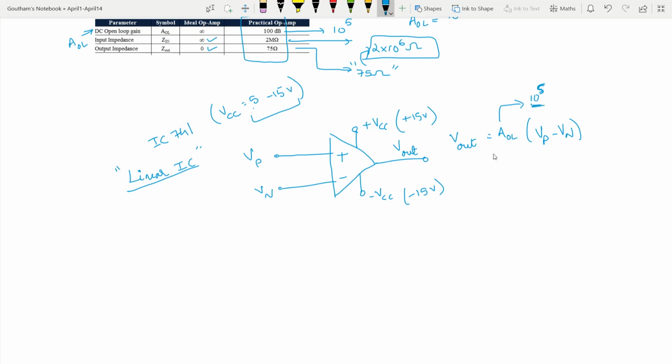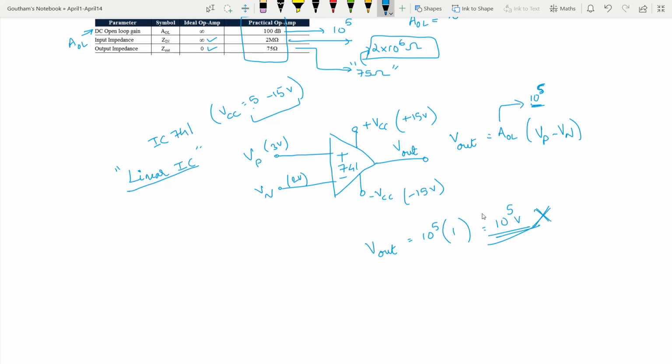Let us see what happens practically on an IC741. Suppose I apply 3 volts to VP and 2 volts at VN. Then Vout is equal to 10^5 times (3 minus 2). So do we get 10^5 volts? This is a ridiculously high voltage. We do not actually get it.